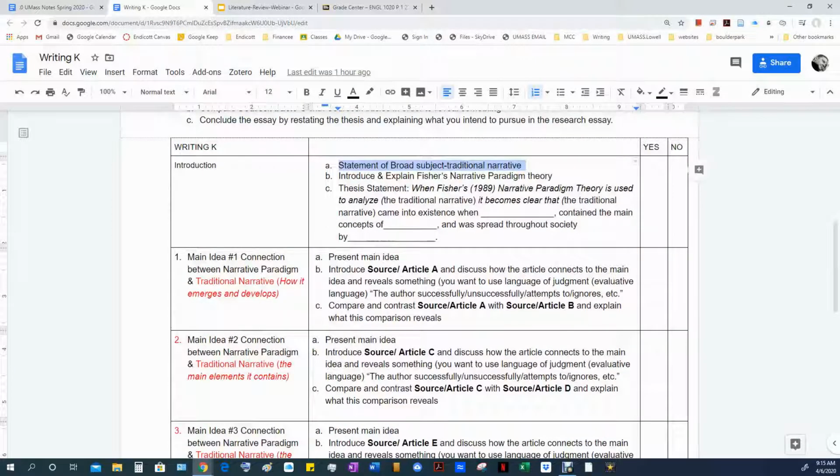You have your rough draft, you're looking at your rough draft and trying to figure out, do I have this, or I don't have this, or whatever. And so then for your revision, you would fix those things that you're missing.